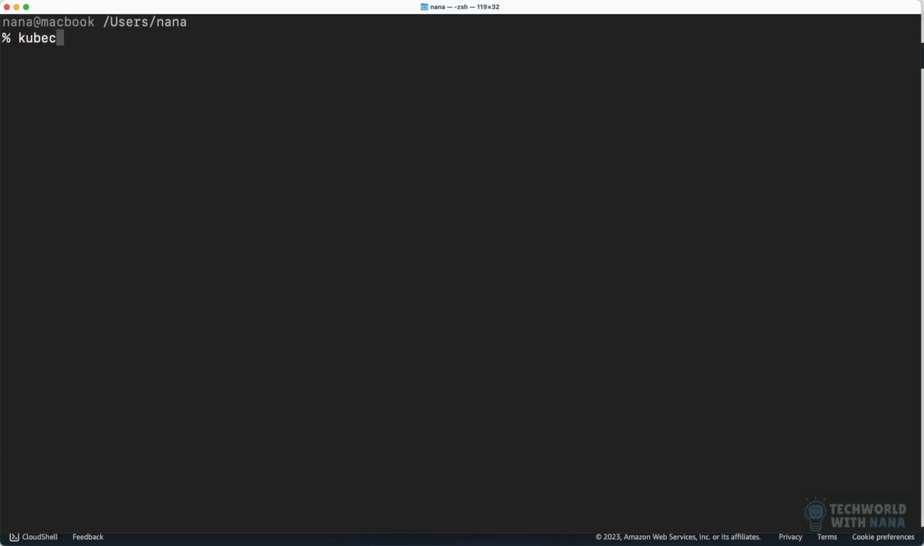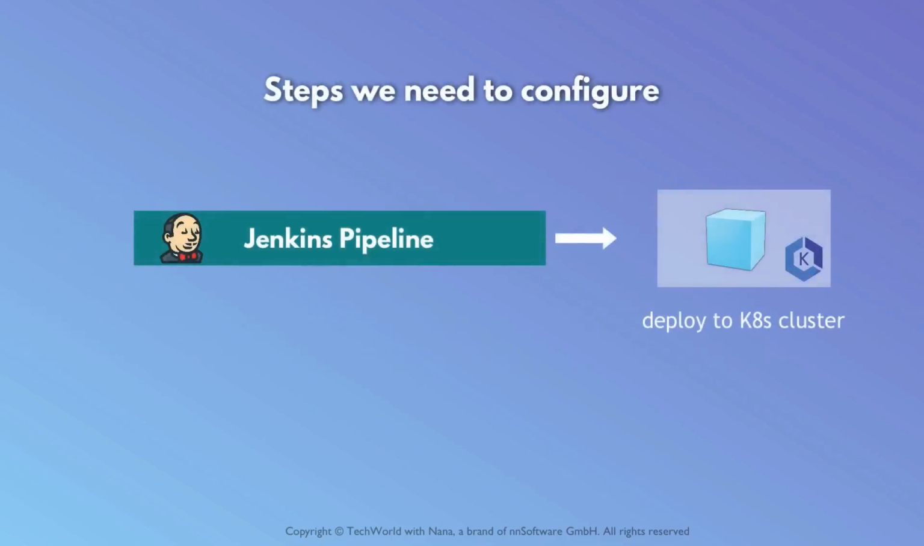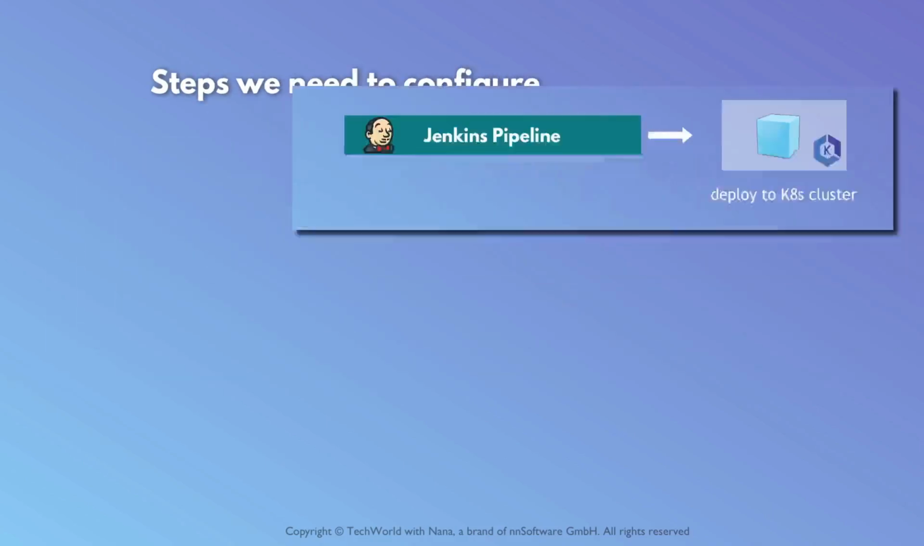Currently, the cluster is empty. We don't have any pods running. We don't have any services. It is a fresh new cluster, so we can start deploying applications inside. And there are a couple of things that we need to do in order to deploy from Jenkins Pipeline directly into EKS Cluster. And we're going to do all this step by step.